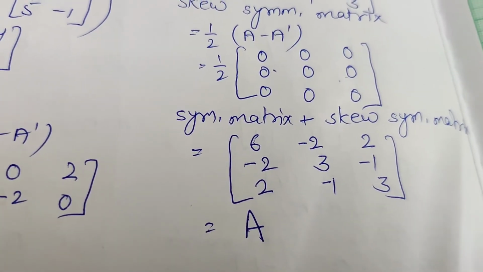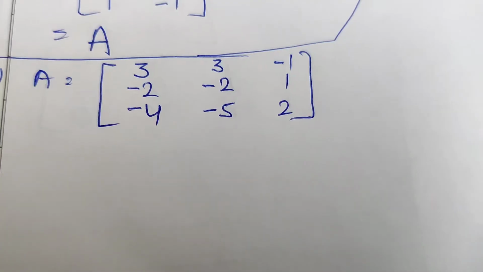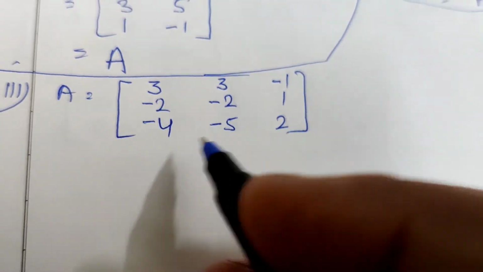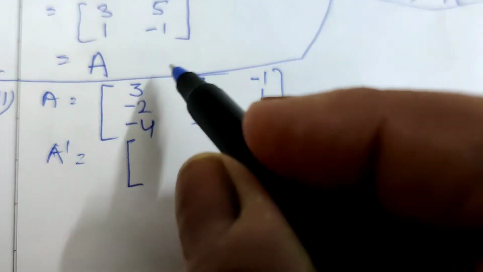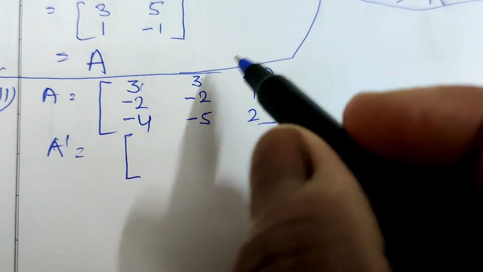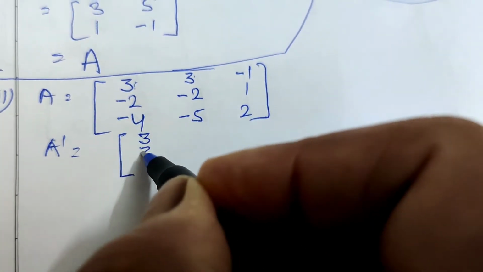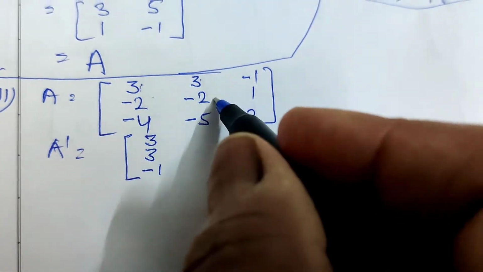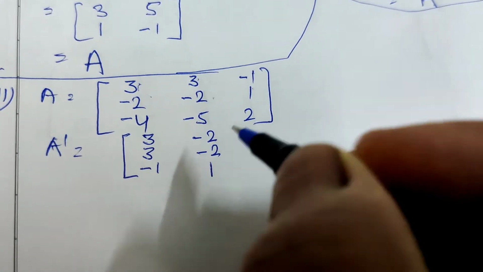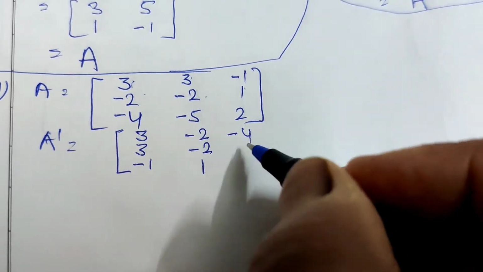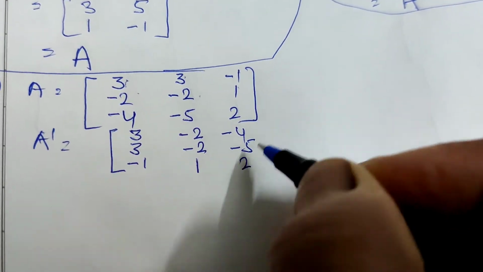Now for the third one. Here is A equal to this one. Now find the transpose first. Row 3, 3 minus 1. Write in the column: minus 2, 1. Second column: third, minus 4, minus 5, 2.